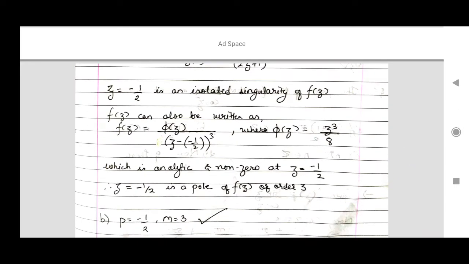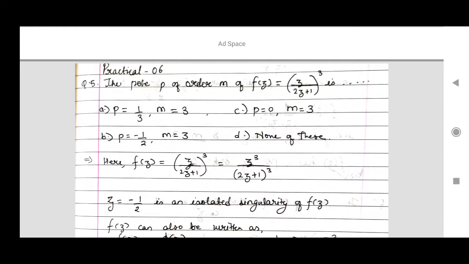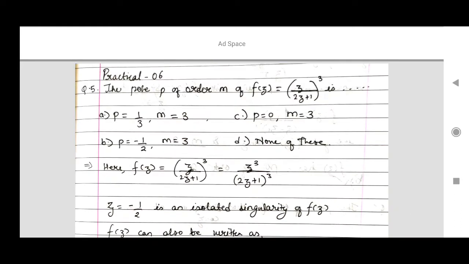Here phi of z is analytic and non-zero at z is equal to minus half. Therefore, z is equal to minus half is a pole of f of z of order 3. So option B, P is equal to minus half and M is equal to 3, is the correct answer for question number 5.